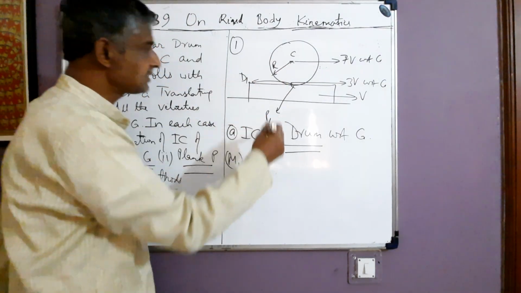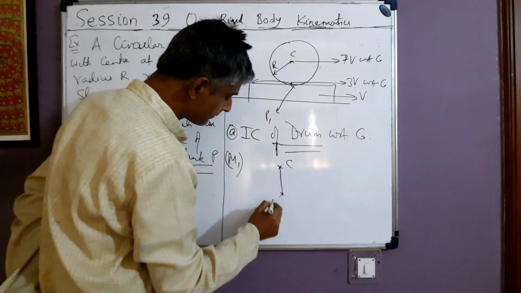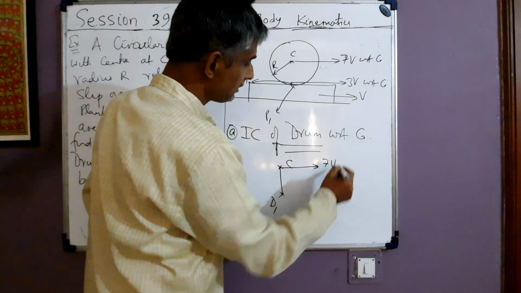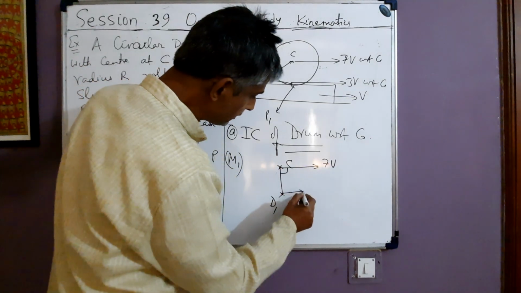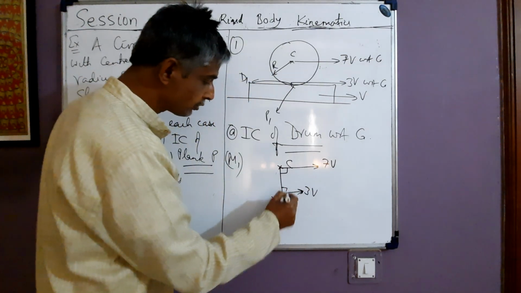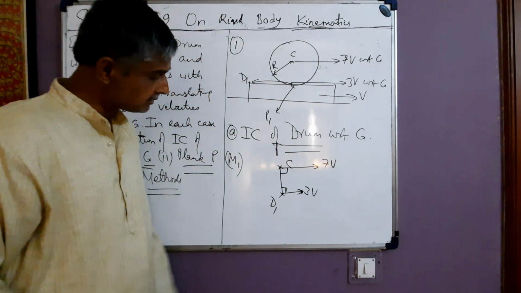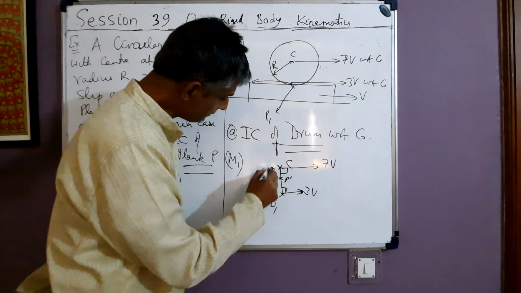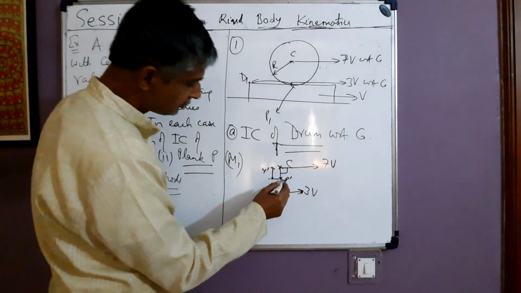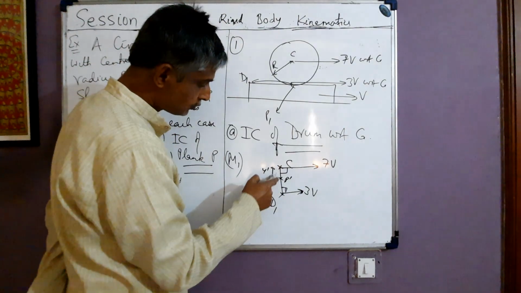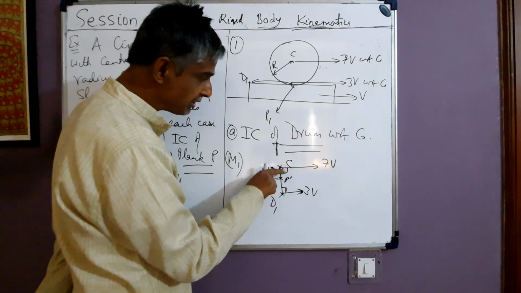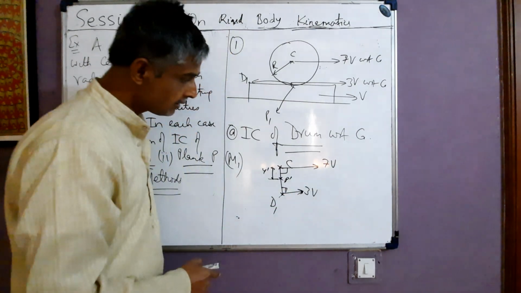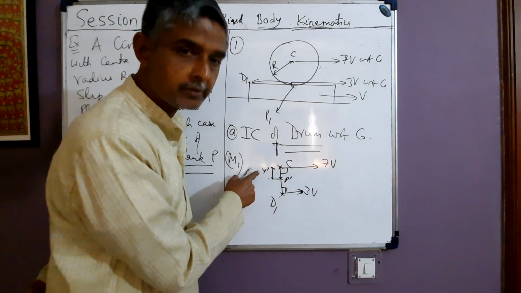I'll draw the line CD1. CD1 is a line fixed in the drum. Now C is moving rightward at a speed of 7v with respect to ground, and D1 is moving rightward at a speed of 3v with respect to ground. If you take a point P dash at a distance of y dash, then velocity of P dash is a linear function of y dash. If y dash is 0, then P dash is C, velocity 7v. If y dash is r, then P dash is D1, velocity 3v rightward.